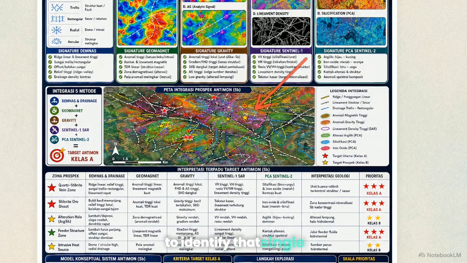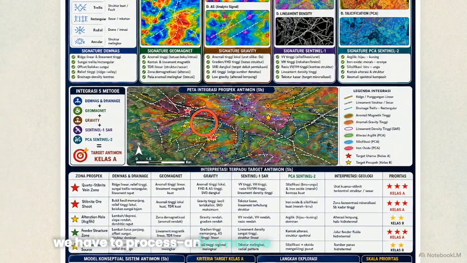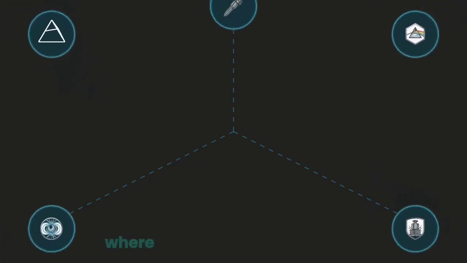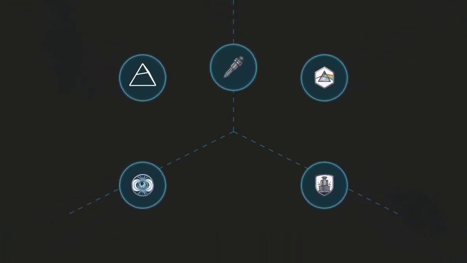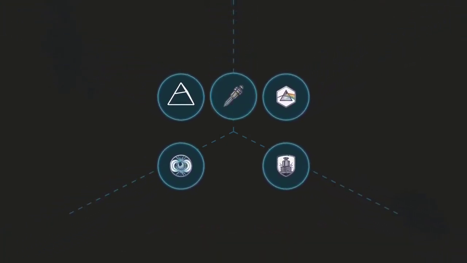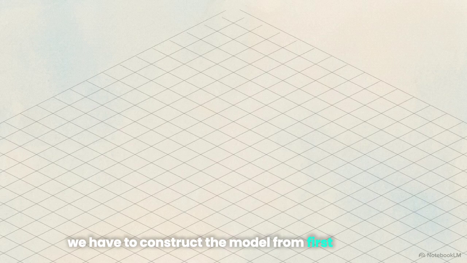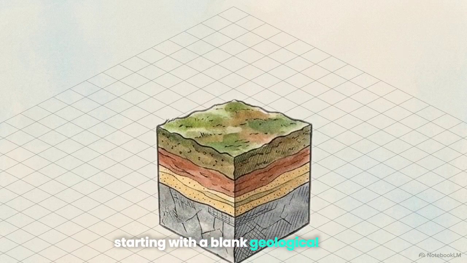To identify that single red star, the optimal drilling location, we have to process an immense volume of overlapping, visually chaotic data layers from satellites and ground sensors. The objective is to translate that chaos into a strict Boolean mathematical formula. We are looking for a specific spatial coordinate where 5 distinct physical anomalies perfectly intersect to define a Class A target. To understand exactly how that formula isolates the target, we have to construct the model from first principles, starting with a blank geological slate.